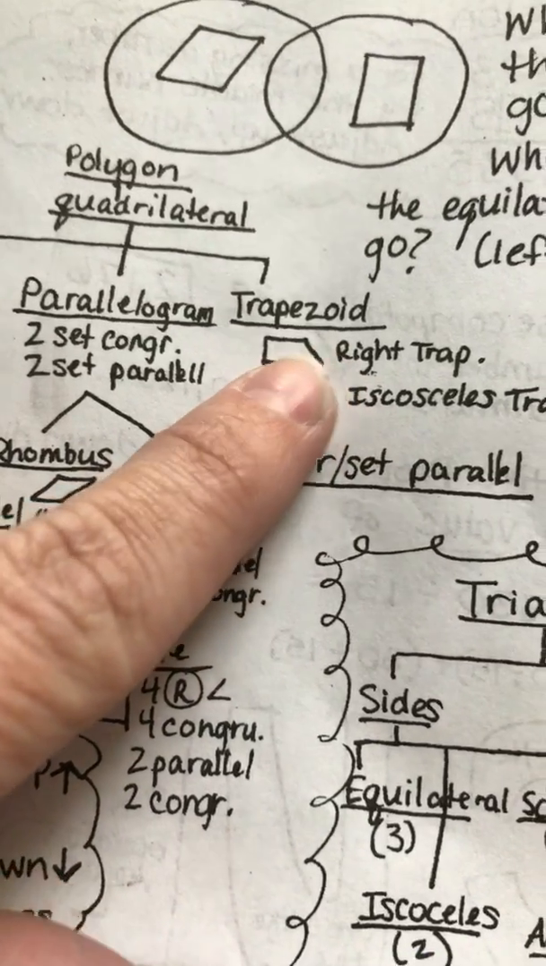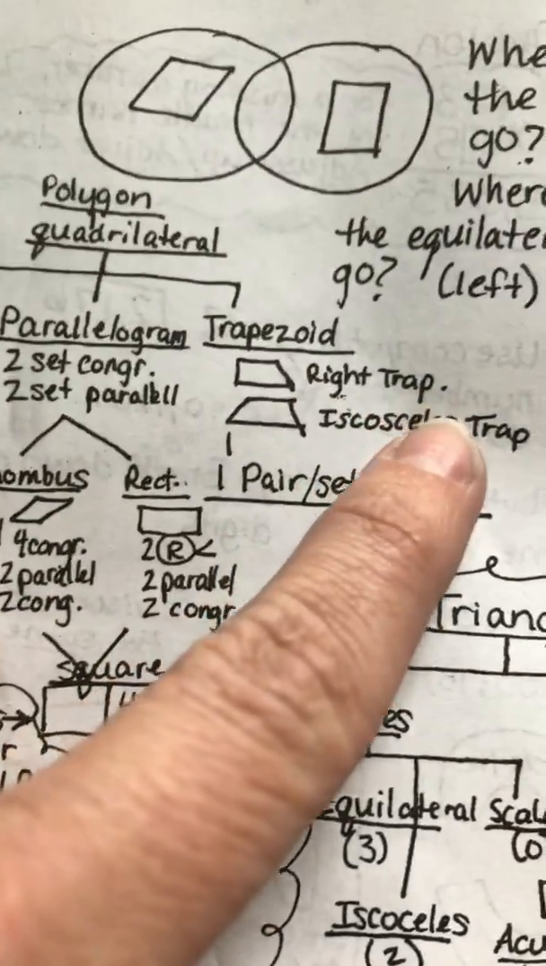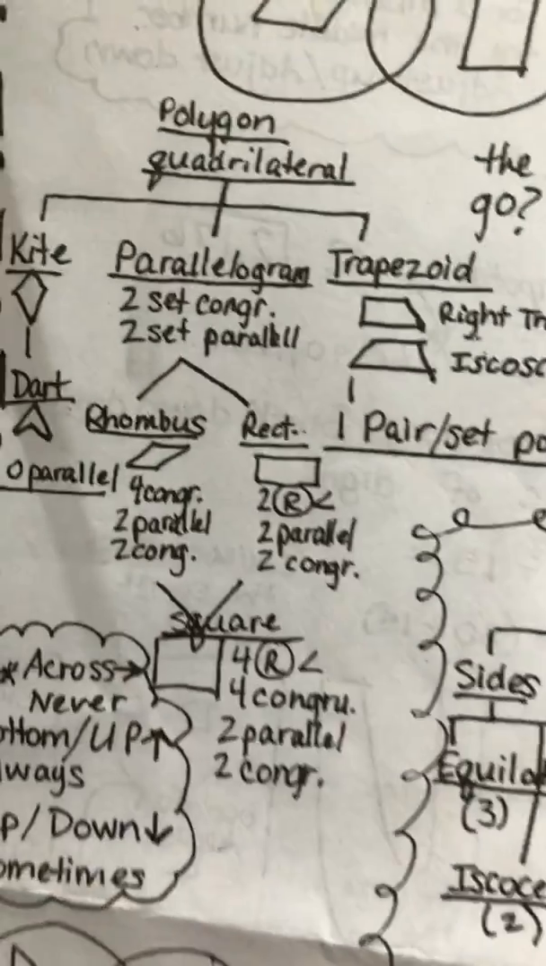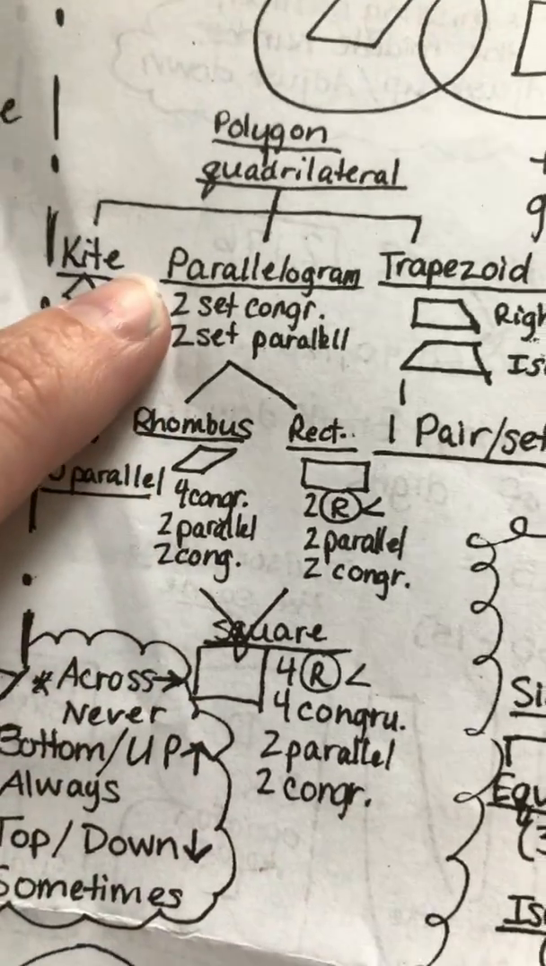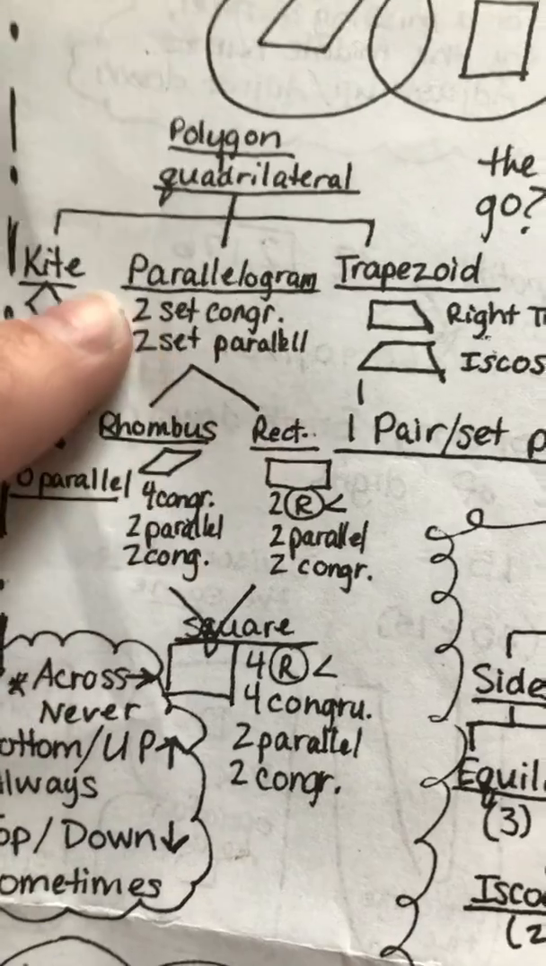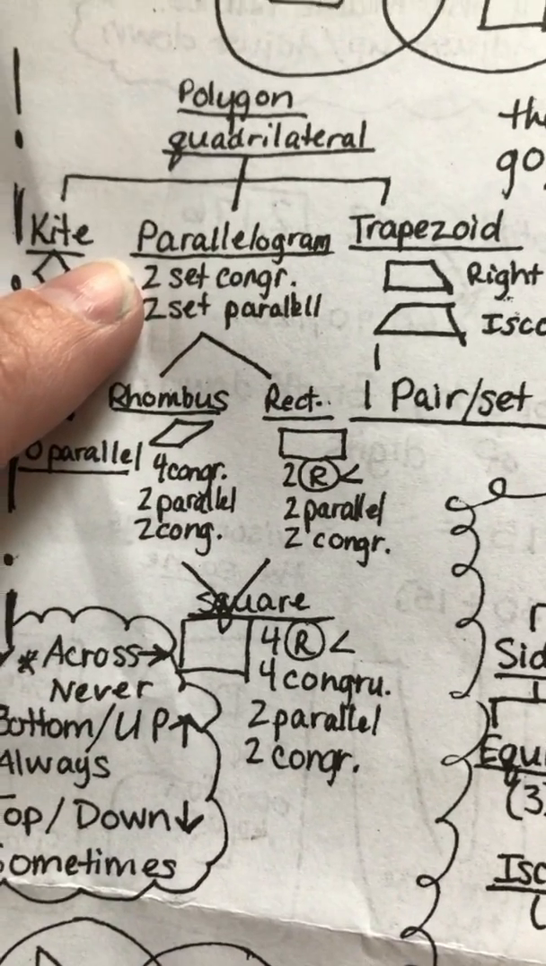You can have a right trapezoid, which means it has a right angle, or an isosceles trapezoid, which means you have 2 sides that are congruent, 2 sides with equal length. And then we have several types of parallelograms. Remember, a parallelogram has the word in it, parallel. A parallelogram has 2 pairs of parallel sides, 2 sets of congruent sides.